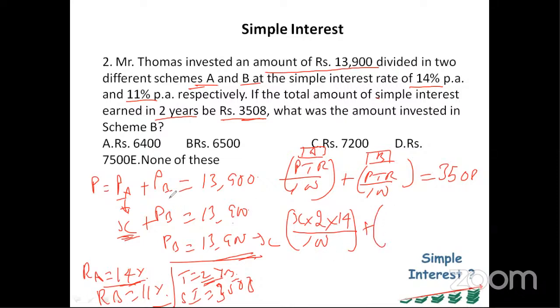Again, for the scheme B, what is principal amount? PB is equal to 13,900 minus X. So we will write 13,900 minus X in the bracket, into what is T? Again, it is 2 years. Into what is our rate of interest given for scheme B? It is 11%. 11 divided by 100. Okay.